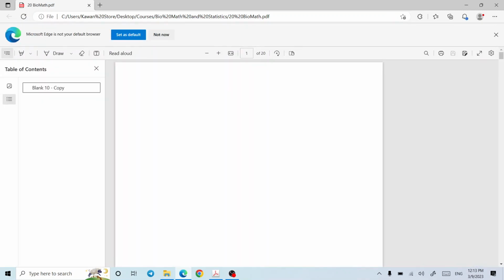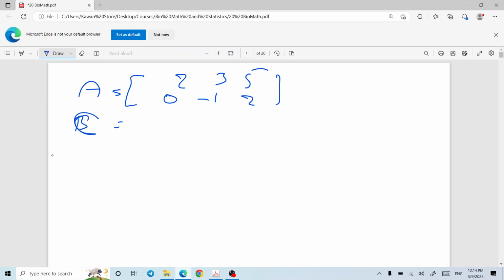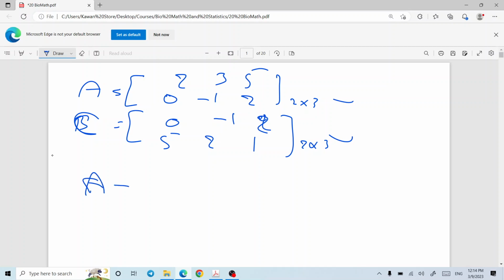Okay. So how about A plus C? Can I have A plus C? For example, if A equal to 2, 3, 5, 0, minus 1, 2, and C equal to 2, minus 1, 0, and 5, 2, 1. So can I say A plus C? Of course. A plus C is equal to what now? After checking, the dimension is equal to 3 by 2 by 3. So you say yes, I can say A plus C.